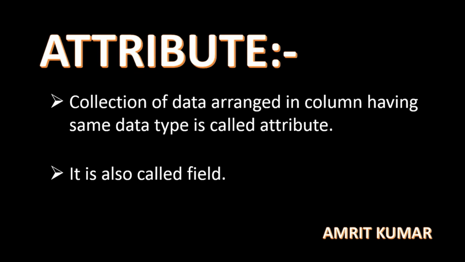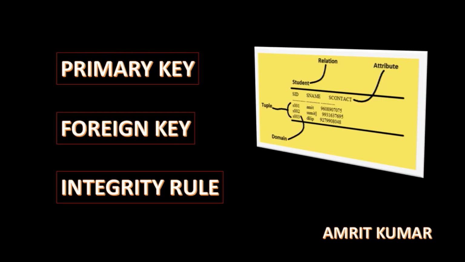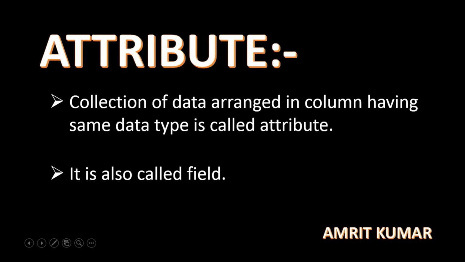Attribute is also so important. How do we call it attribute, what is the meaning of attribute in the Oracle? It is the collection of the data arranged in the column having the same data type, and that is called attribute. For example, let's look here. This is what we call attribute. So SID, SName, SContact, this is what we call attribute. So attribute is nothing but the column name. It is also called field. So we can say that attribute is nothing but a column.